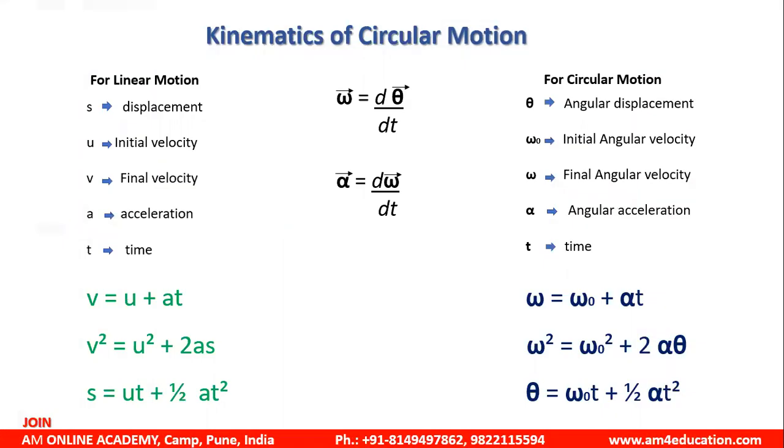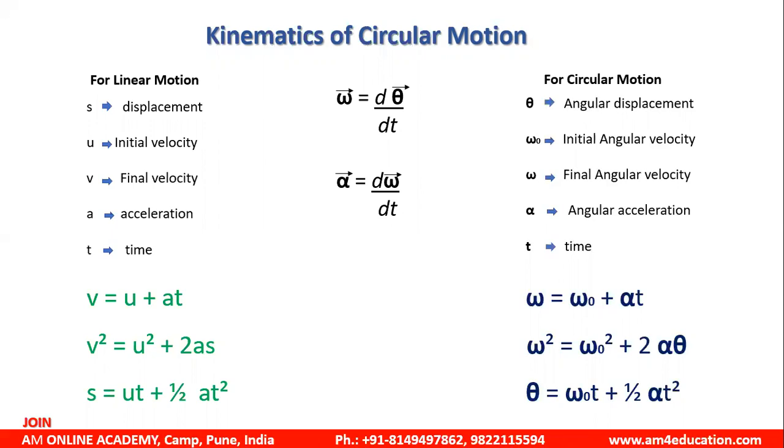Now let us see the kinematics of circular motion. We have already studied this in lower classes, and in the last video, we discussed the kinematics of linear motion. You can see the link of that video in the description box. Here I'll just discuss in brief. In linear motion, S denotes displacement, u is initial velocity, v is final velocity, a is acceleration, and t is time.